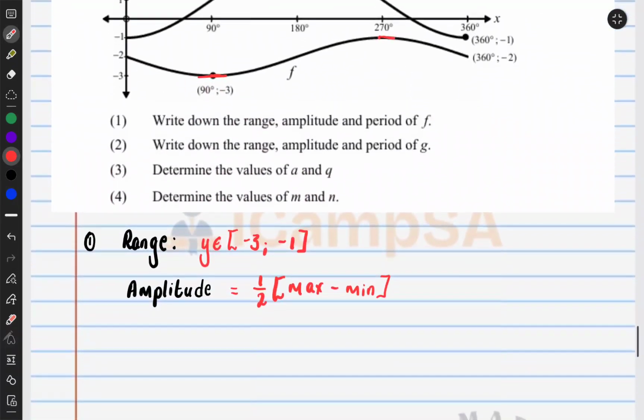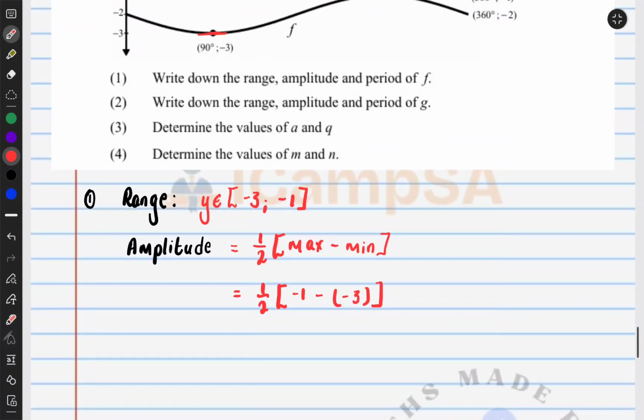What will this give us? This is going to be 1/2 into the maximum value, which is -1, minus the minimum value, which is -3. So the amplitude is going to be 1/2 into -1 plus 3, which is 2, which is going to be 1.